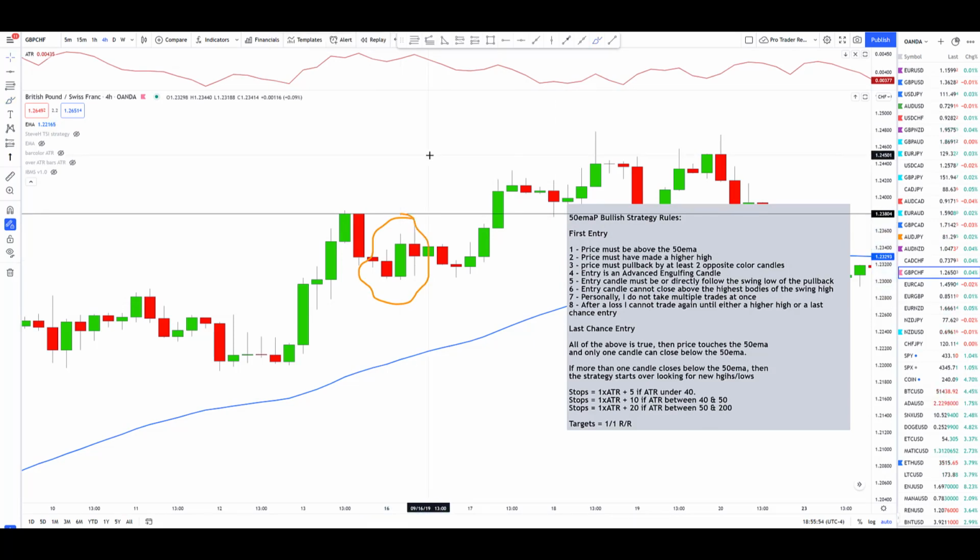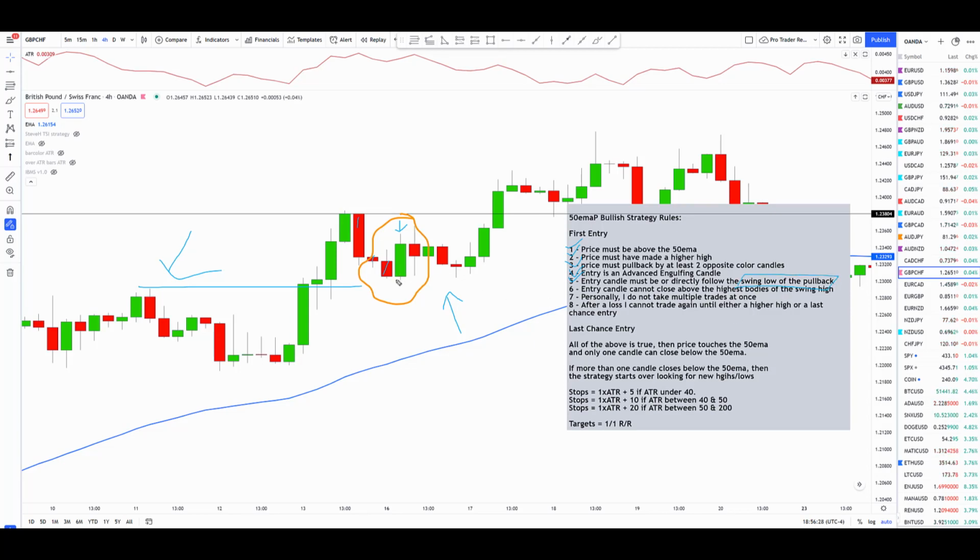And why is that the case? Let's go over the rules one more time. In case this is your first time hearing about a rules-based strategy, I want to make sure you're very clear on these rules. The price of this market is above the 50 EMA. We have a new higher high being made considering the previous high. We also have a pullback of over 2 red candles with this one, and this one. We have an entry candle that's an advanced engulfing entry with our green candle that's a swing low engulfing candle. We have an entry candle that is the swing low of the pullback.